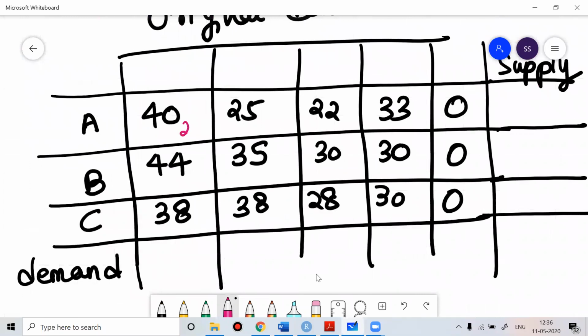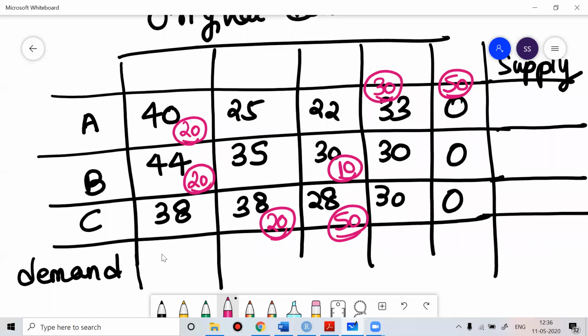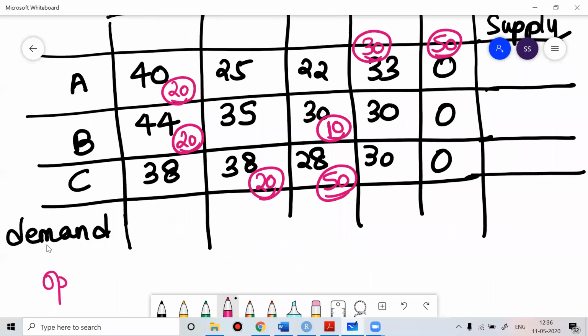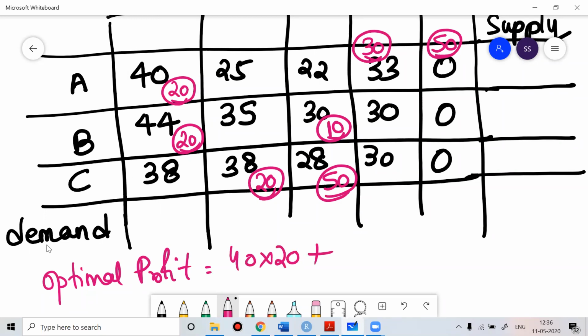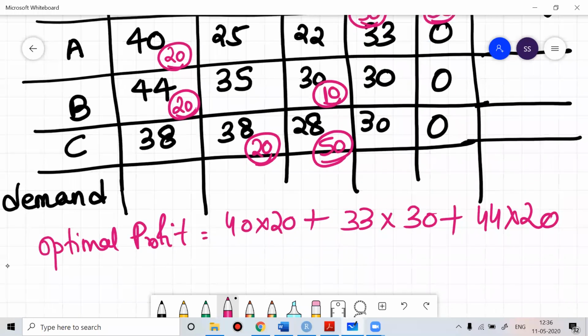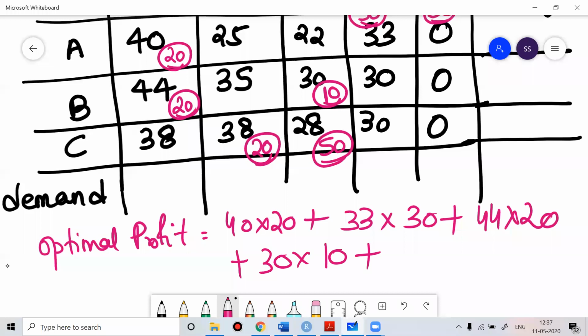So this is 20, this is 30, now this is 50, then this is 20, then this is 20, then this is 50. What I can do is find my optimal profit. So my total optimal profit will be 40 into 20 plus 33 into 30 plus 0 into 50, no need to do. Then 44 into 20, plus 30 into 10 plus 38 into 20 plus 28 into 50.